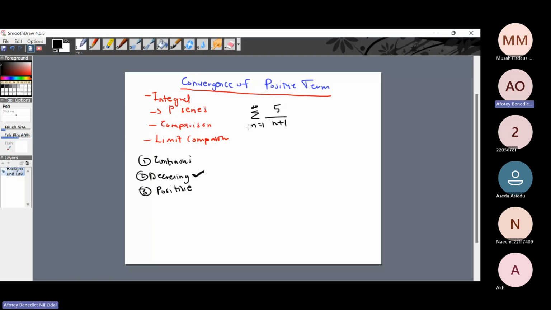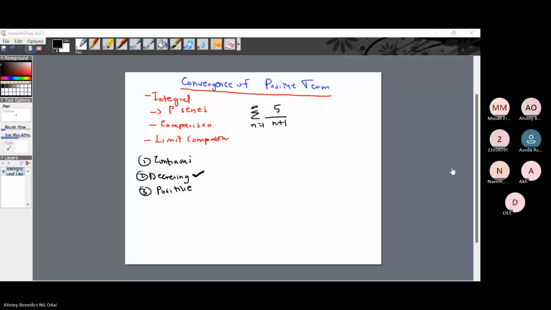On a set of integers, and we know that differentiation and integration work on real numbers. So we have to redefine this as f of x is equal to 5 on x plus 1. So let f of x be equal to this.